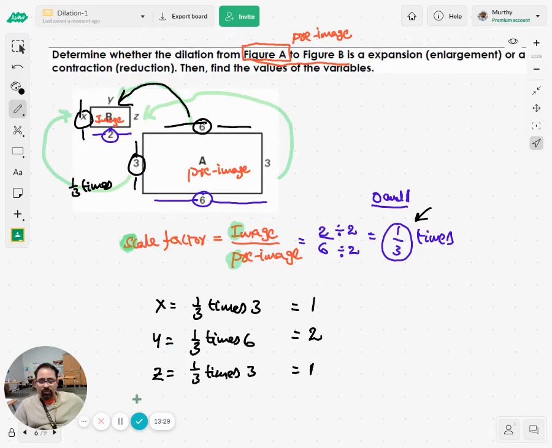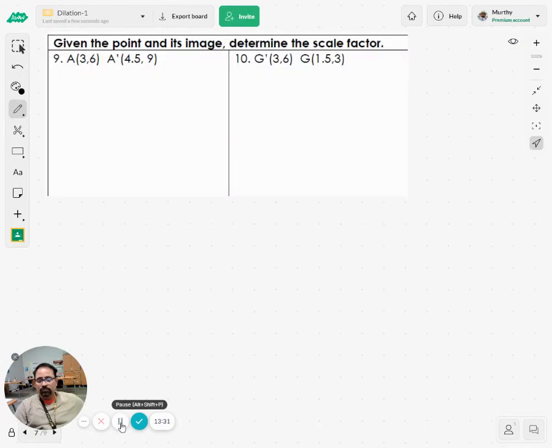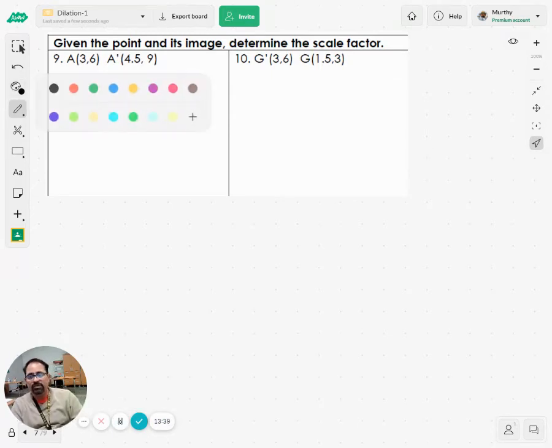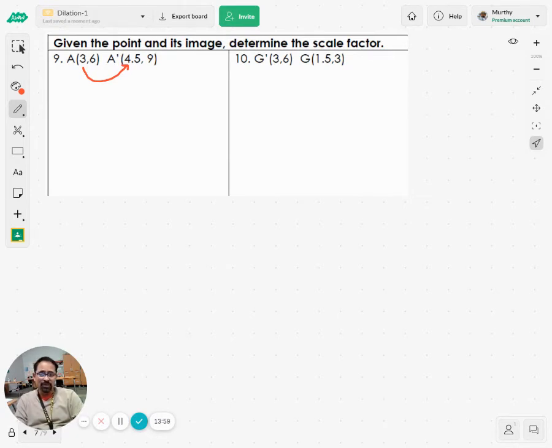So let's go to another example. These questions are pretty easy, given the point and its image. So here is the point. The first one is the point, and the image means the result. Determine the scale factor. Scale factor means 3 times what value gives me 4.5. I see that the number is increased.